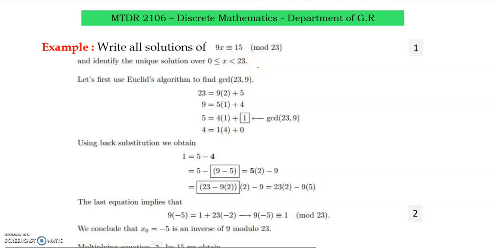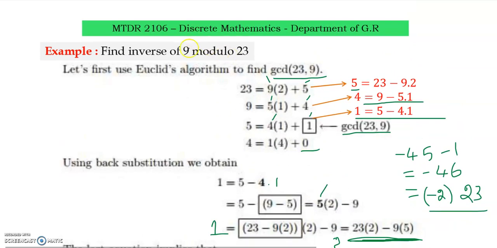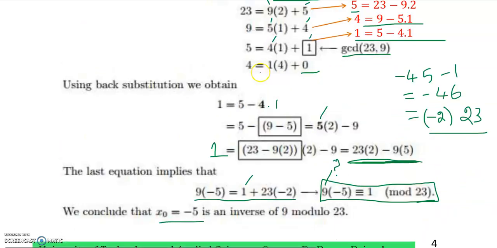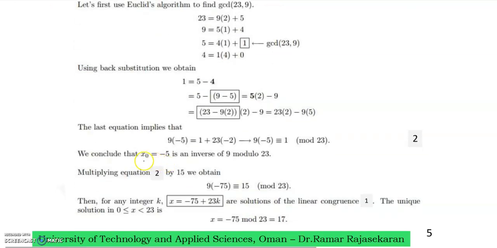Now, you see here, we have found the inverse of 9 modulo 23 in the previous video. We do the same procedure first. We apply the Euclidean algorithm. First we find the GCD of this number 9 and this number 23, as we explained in the previous video. So now x equal to minus 5 is an inverse of 9 modulo 23.